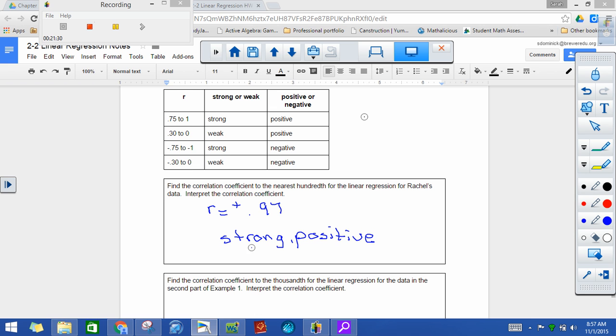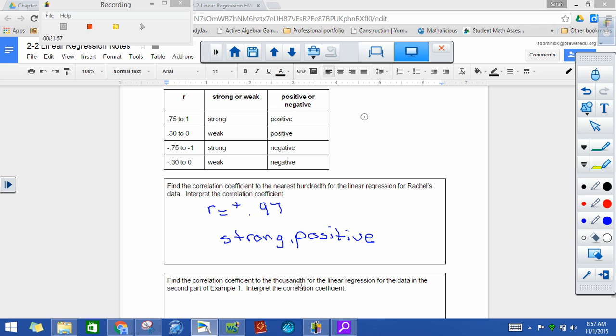The strong means that the equation we came up with is a strong indicator of future things, right? It's a good indicator of what's going to happen for the temperature and number of bottles of water. Positive means that both things are changing in the same direction. So what I mean by that is, as the temperature increases, the number of bottles of water is also increasing. They are both increasing. That's what positive means.